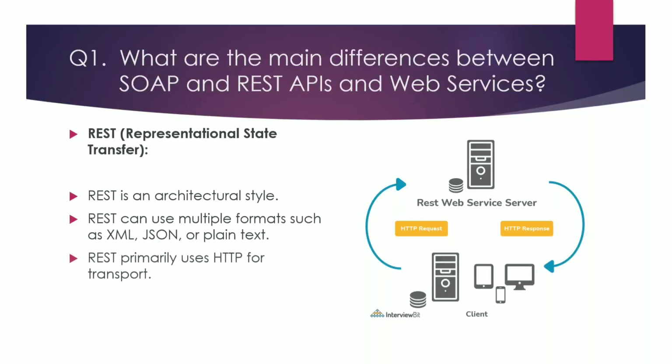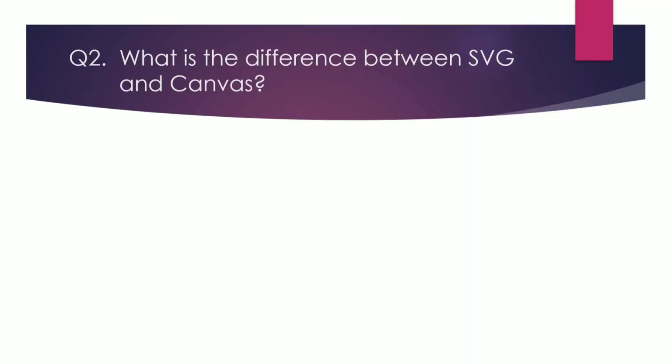And REST primarily uses HTTP for transport. With SOAP, we have seen that it can use HTTP or SMTP. And REST messages can be more concise in comparison to SOAP. These are the main differences between SOAP and REST APIs. Let's move ahead and see the next question. The next question we have is, what is the difference between SVG and Canvas?